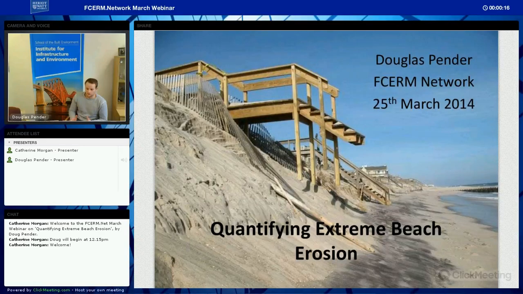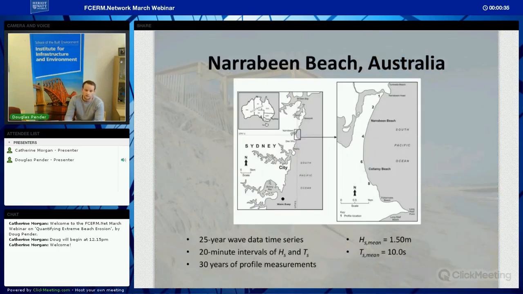The talk is basically going to be about a few examples of the techniques that are currently being researched, and some more empirical, simpler techniques that can be used to quantify extreme beach erosion. I'm going to set up maybe 4 examples, and all of these are based at a case study site in New South Wales, Australia. We're going to be looking at Narrabeen Beach.